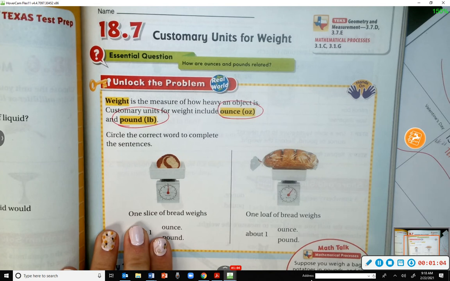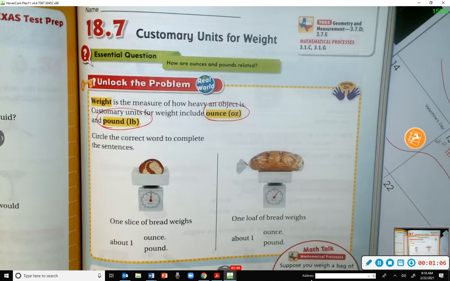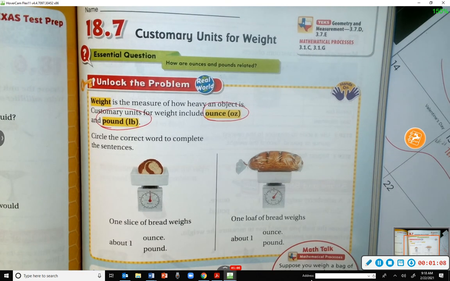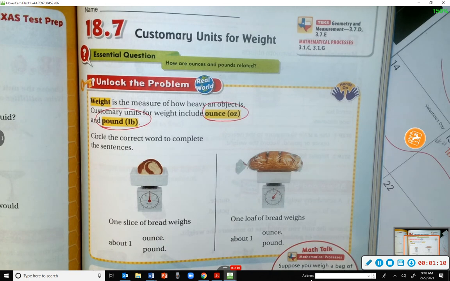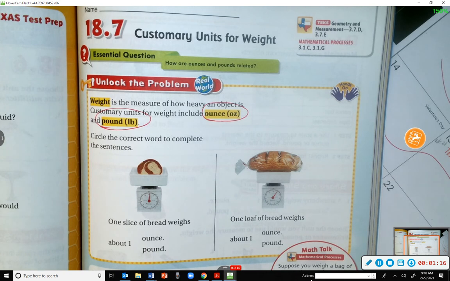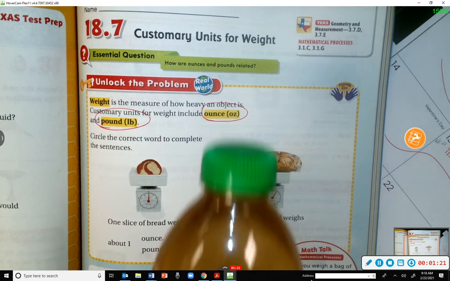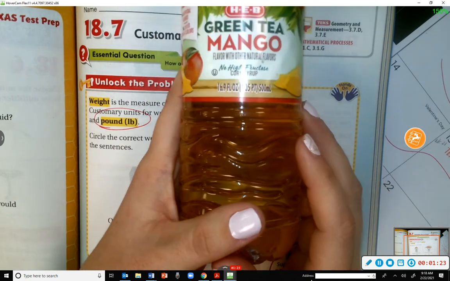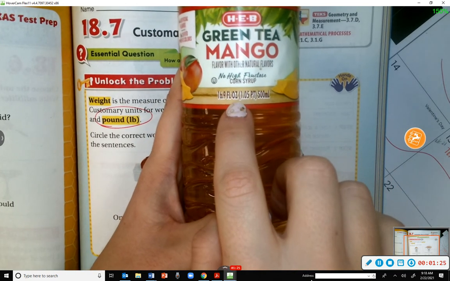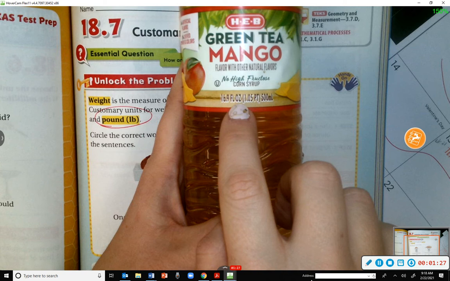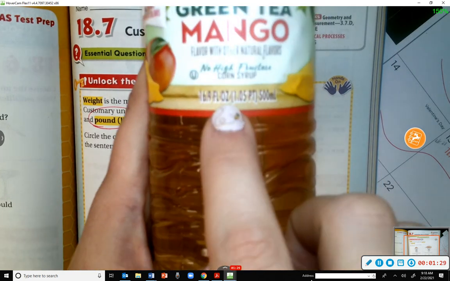We will see ounces in liquid also. If you've noticed on a water bottle or any type of liquid, it also gives you ounces along with liters or milliliters. So let me show you my bottle that we talked about last week. Everybody see right here where it says FL OZ? Let's scoot it up so you can see.